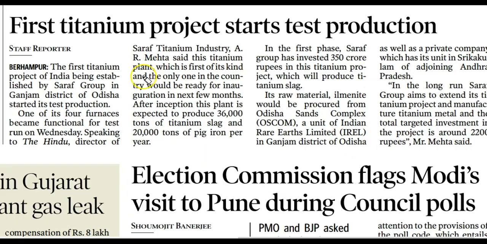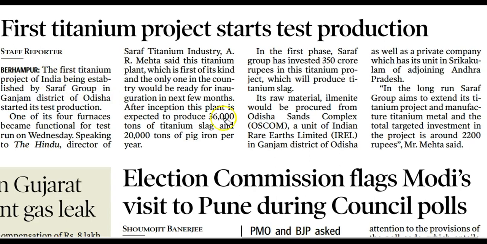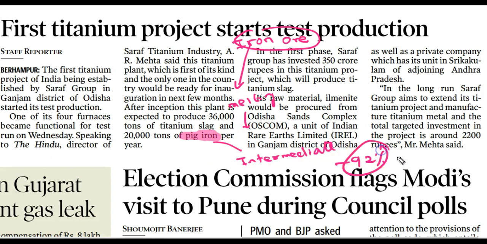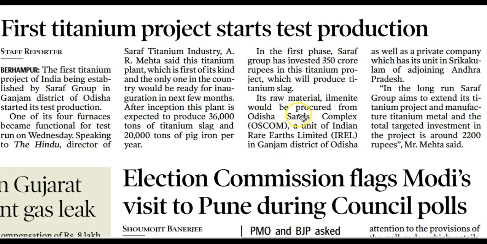One more article that has been published in the newspaper is First Titanium Project Starts Test Production. It is India's first titanium project by Saraf Group in the Ganjam district of Odisha state. There are some terms coming up, like pig iron. Pig iron is nothing but when iron ore is taken from the earth and it undergoes melting. During the melting process, pig iron comes as an intermediate product. Pig iron is an intermediate product which contains 92% iron. Another important point is that the raw material for titanium is ilmenite.